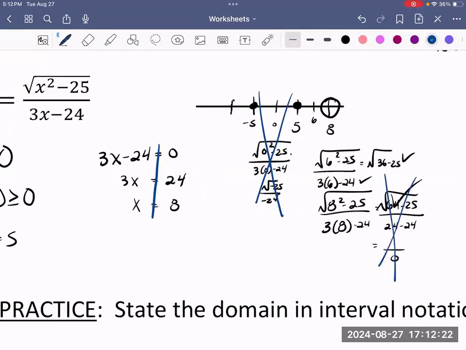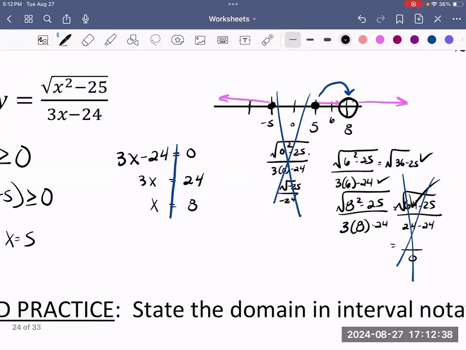So when we go to write your domain, we then have to skip these values. So we're going to go from 5 to 8, and then from 8 on. And same thing down below over here. So we have negative infinity to negative 5, union 5 to 8, and from 8 to infinity.